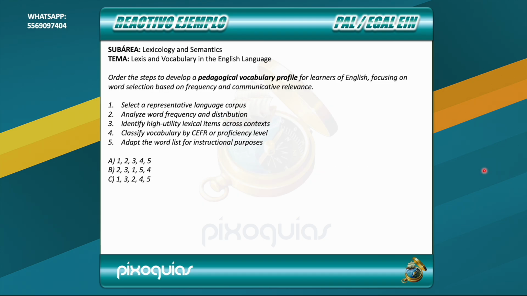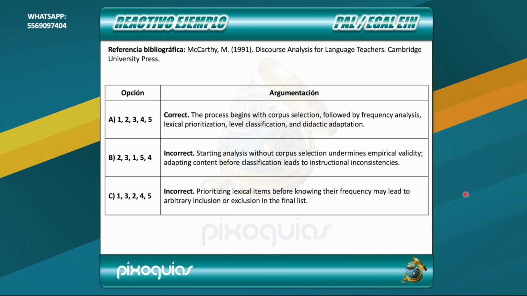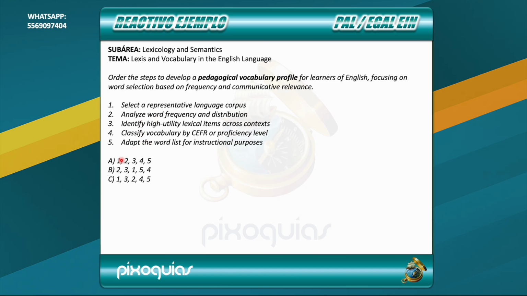This exercise is from the topic Lexis and Vocabulary in the English Language. Order the steps to develop a pedagogical vocabulary profile for learners in English, focusing on word selection based on frequency and communicative relevance. Correct answer, as we can see, is A. 1, 2, 3, 4, and 5. Let's check it out.